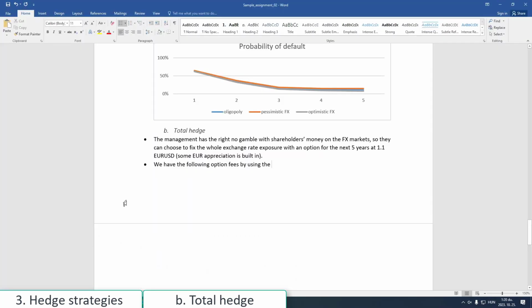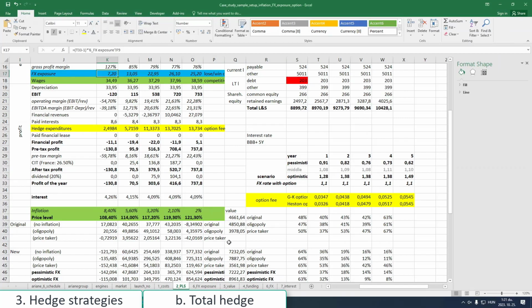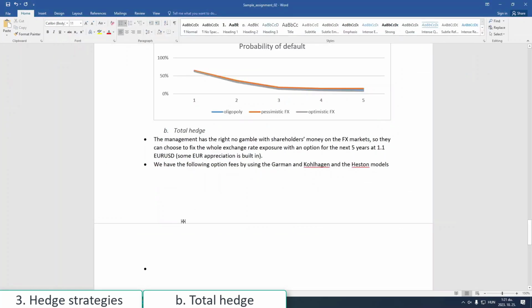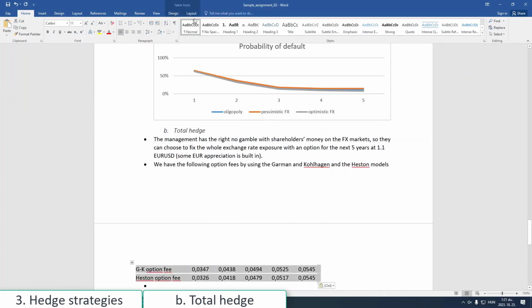Garman-Kohlhagen model. And the Heston models. It's good for you because it will be absolutely the same for each team, so you can reuse this table, obviously.